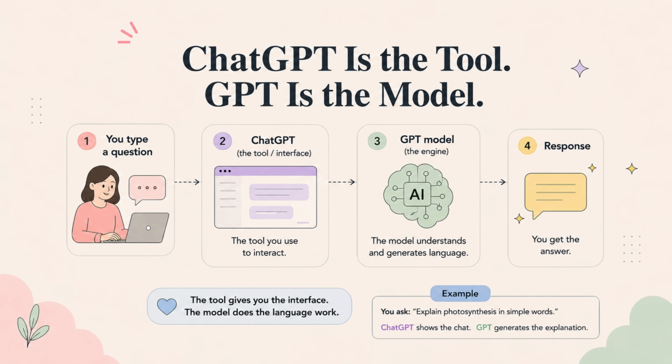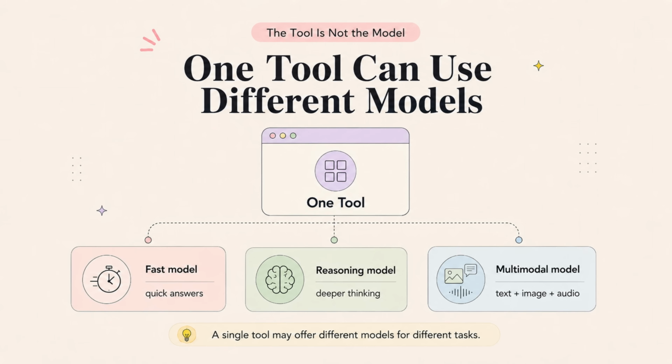For example, ChatGPT is a tool. GPT is a family of AI models that can work inside ChatGPT. When you type a question, ChatGPT sends your instruction to a suitable model. The model understands the request and generates the answer. So, the tool is the interface you use. The model is the intelligence doing the task behind the interface.